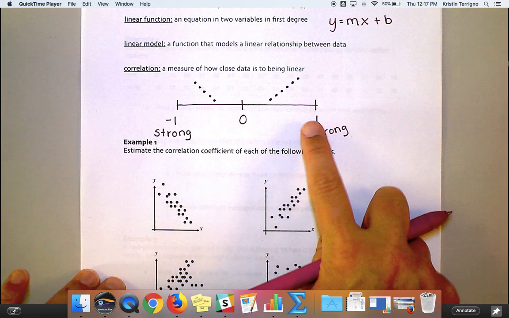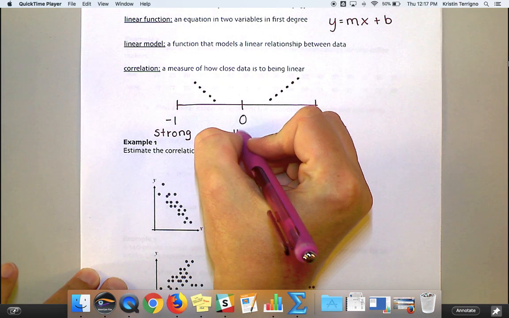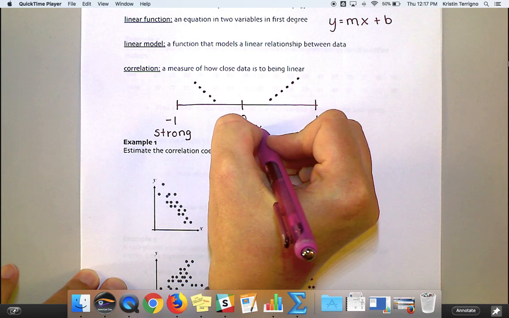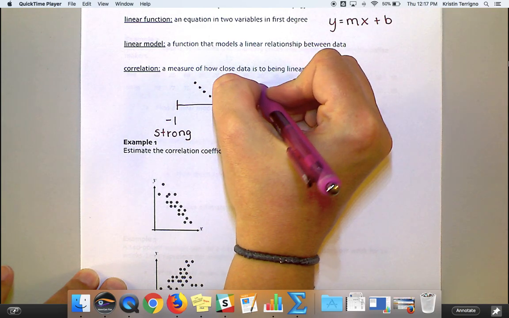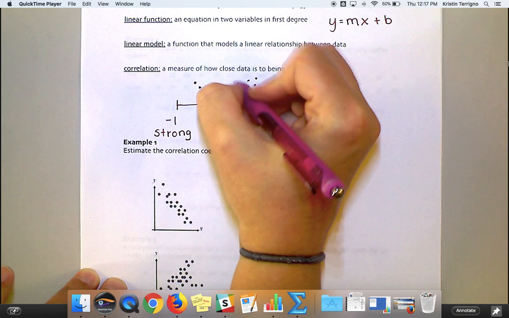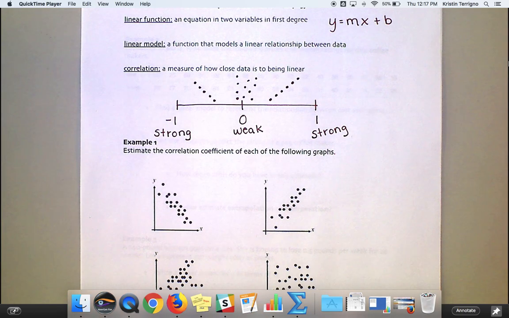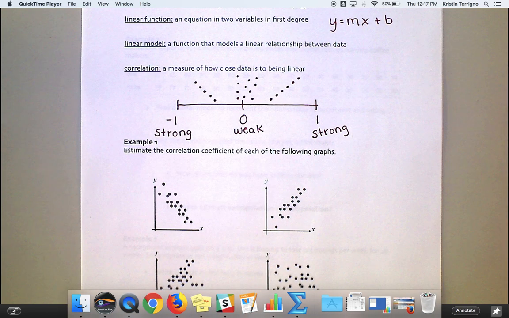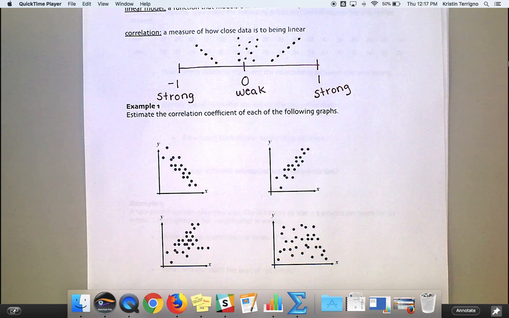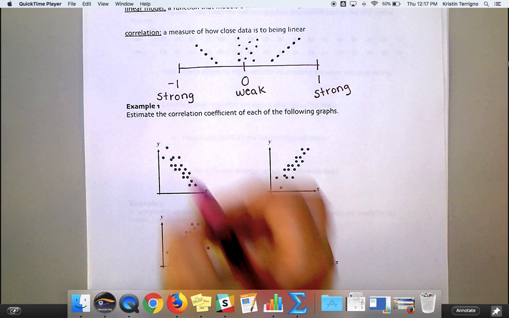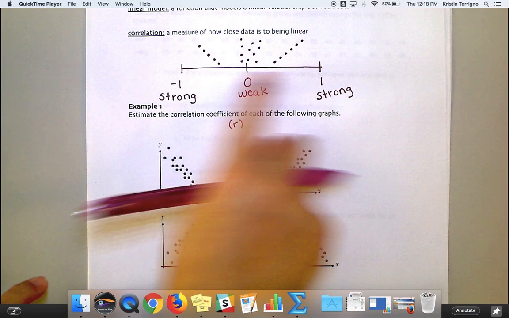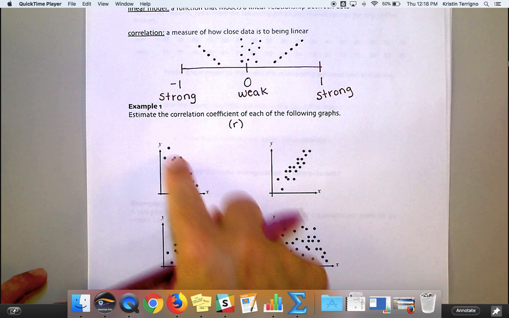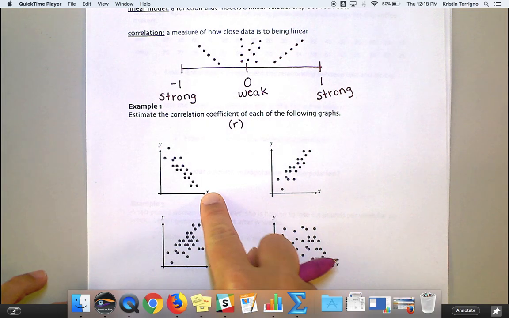Okay, a 0 would be weak correlation. Okay. And that would be if your points were kind of spread out all over the place. If there really wasn't a rhyme or a reason to them, you can't see even which direction they're kind of pointing in, just points all over the place. That's weak correlation. So using that scale from -1 to +1, we're going to estimate what these correlation coefficients would be. By the way, the correlation coefficient, we use r to represent that, and that's just the number that we're assigning to the correlation.